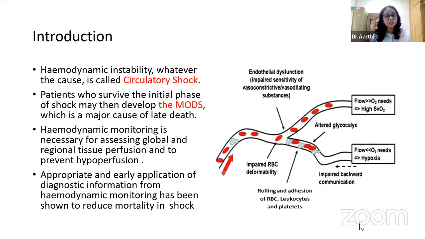Patients who survive the initial phase of shock, even in critical care or the perioperative period, may then go into multi-organ failure secondary to microcirculatory dysfunction, which is a major cause of late death if this circulatory disturbance is not addressed appropriately. Hence, we need to monitor hemodynamics to assess global and regional tissue perfusion, to prevent hypoperfusion and circulatory shock, and hence prevent long-term and short-term morbidity and mortality.